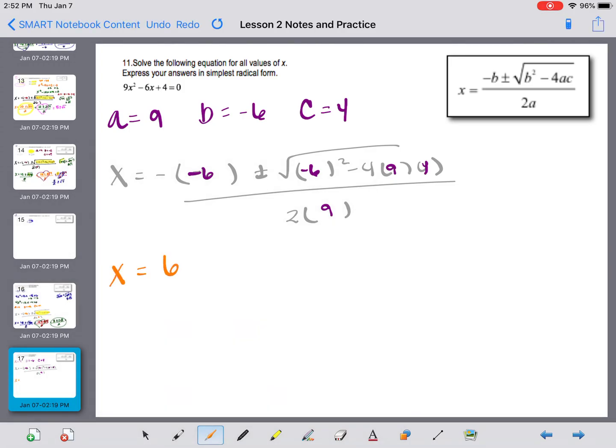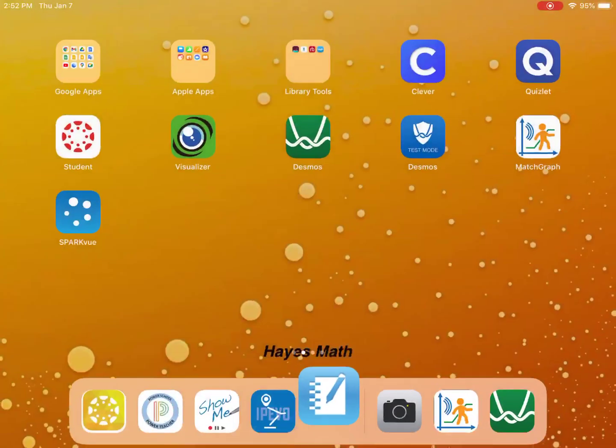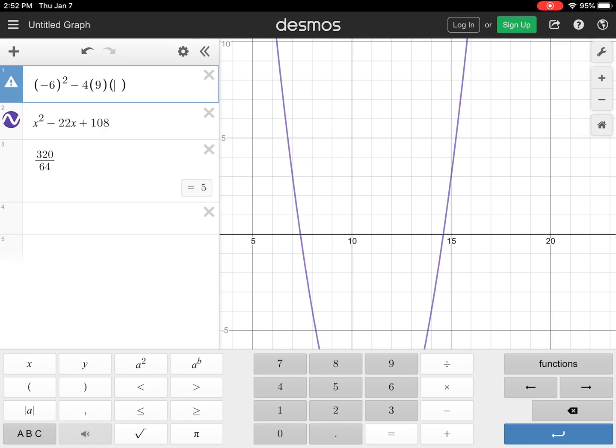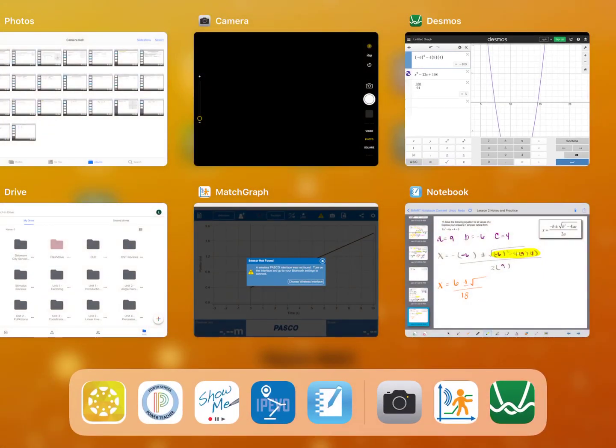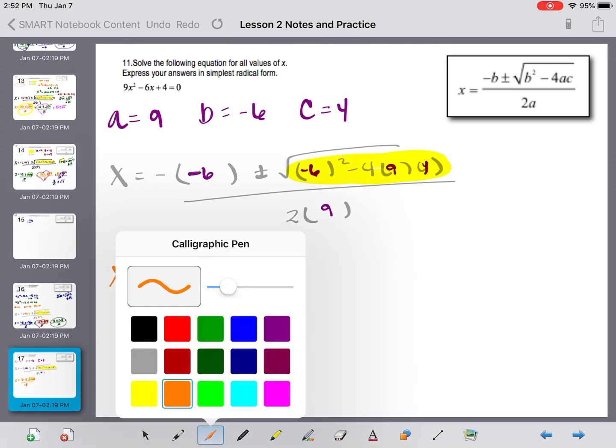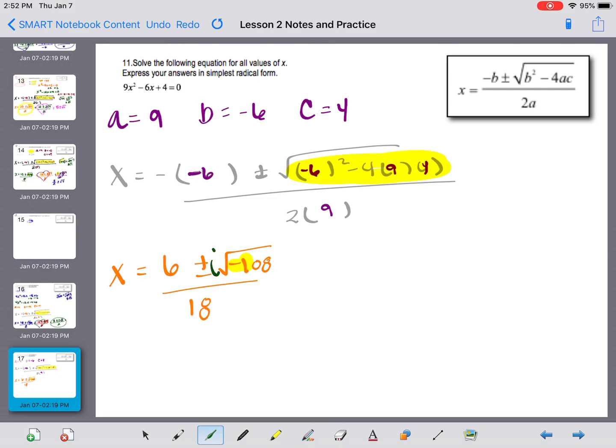Clean it up. Double negative becomes positive. Something radical over 18. Plug just what's underneath into Desmos. So negative 6 squared minus 4 times 9 times 4. And we get negative 108. Well, there's a negative underneath the radical, so I'm going to take out an i and it becomes positive.